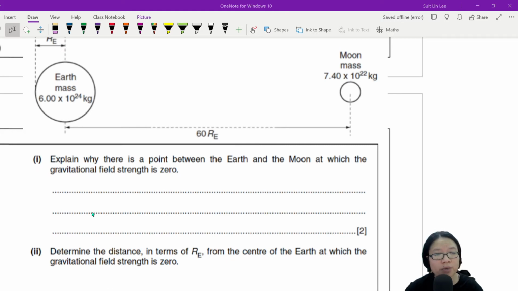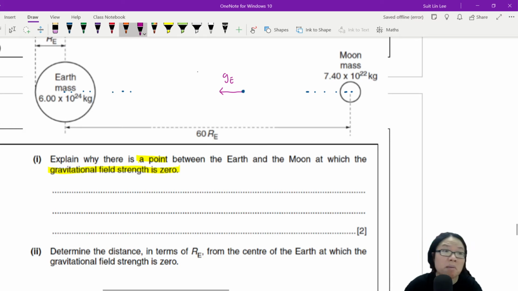Part 1. Explain why there is a point between the Earth and the Moon at which the gravitational field strength is 0. If you think about it, let's say this is the line joining the centers of mass of Earth and Moon. Let's say I take a random rock and put it here. Two forces will be acting on the rock. Number 1, this rock will be attracted to Earth, because Earth is like, bro, I want to be your friend, please come here. This is the gravitational field of the Earth. But also, it will be attracted to the Moon, because Moon has mass and is also attracting the rock towards it. So there's the gravitational force of the Moon.